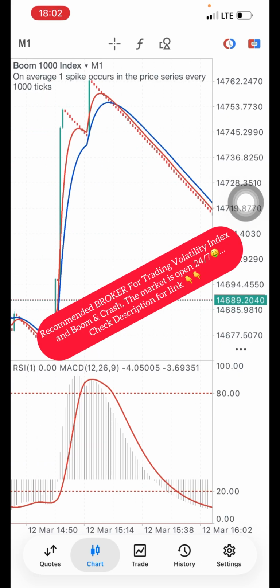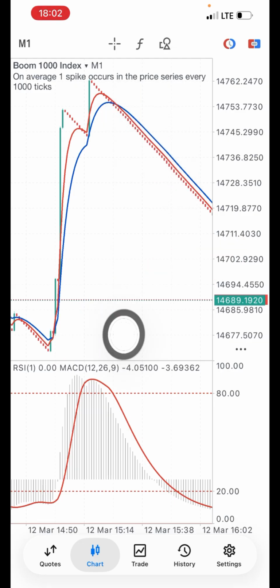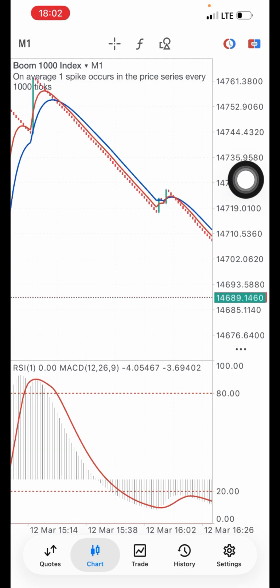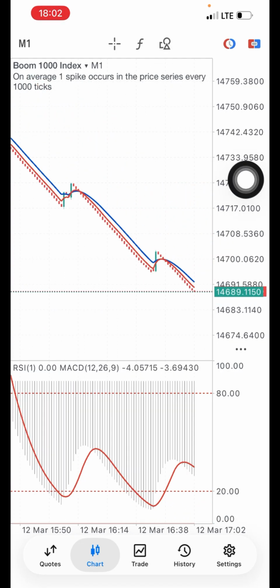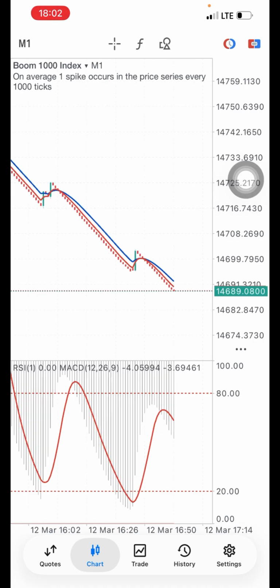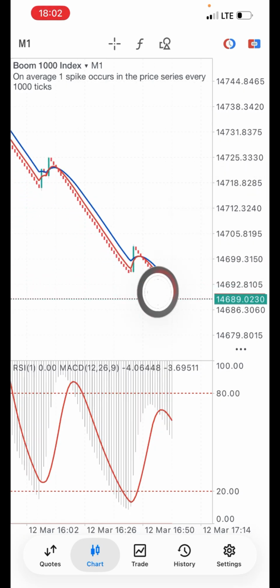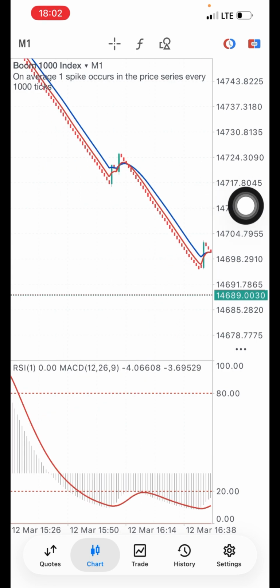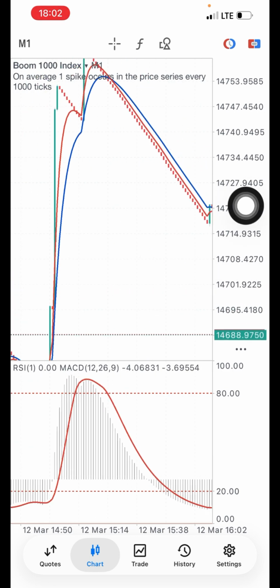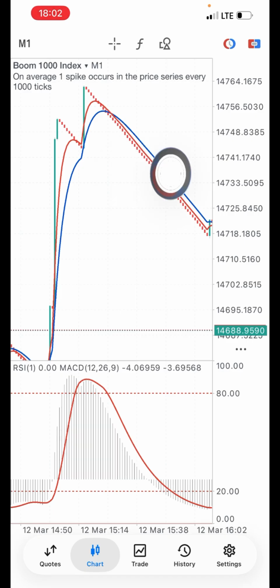All right, so you can see once the condition was met, price was able to go a long way without a spike. You can see this is where price currently is, and you can see the signal was given earlier using this strategy.